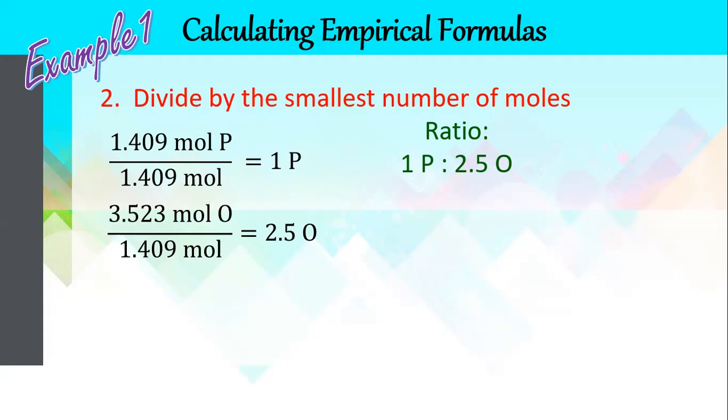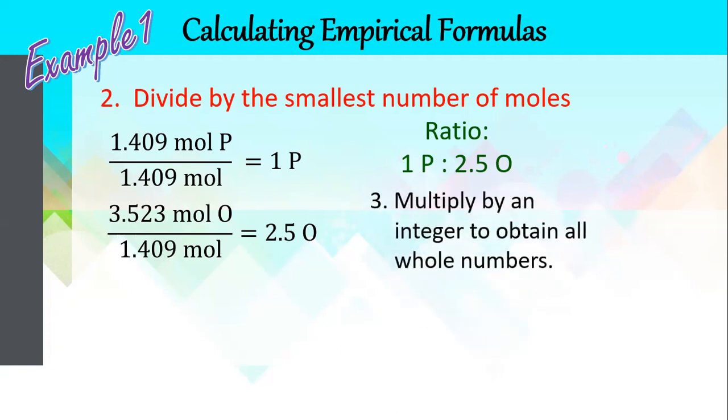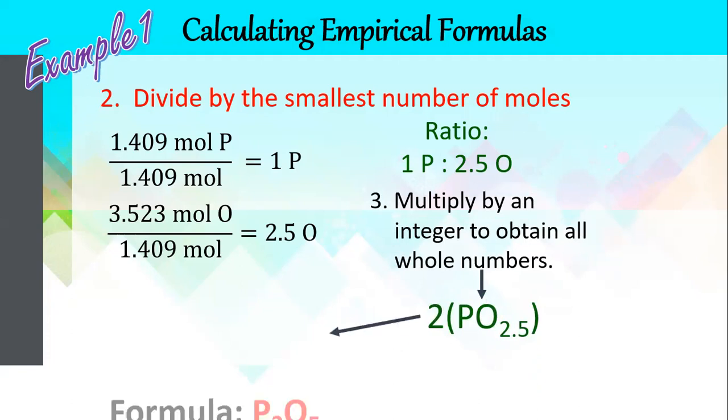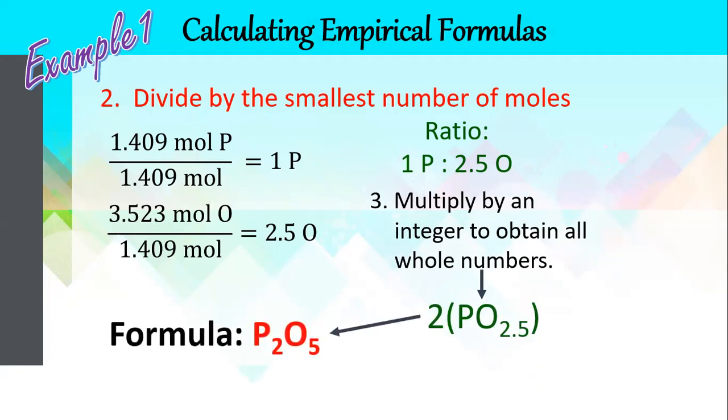So let's multiply this by 2. And we have an empirical formula of P2O5, or the name is diphosphorus pentoxide. So this is your empirical formula.